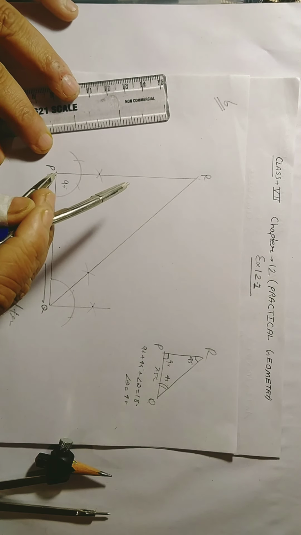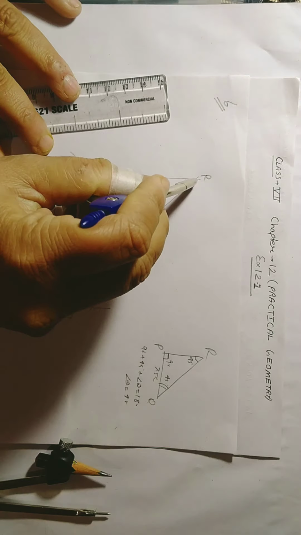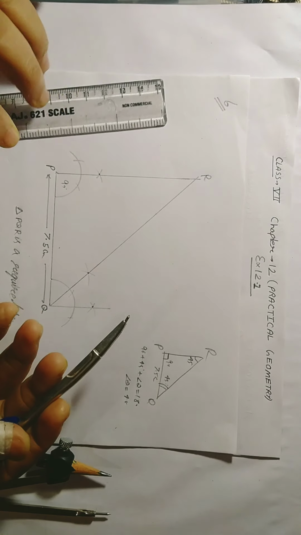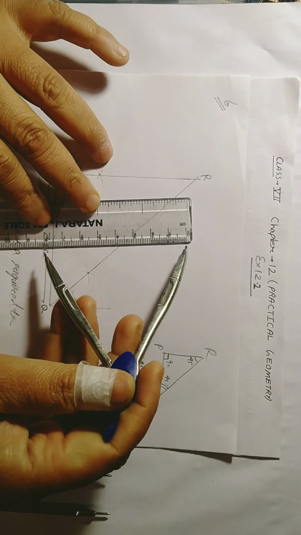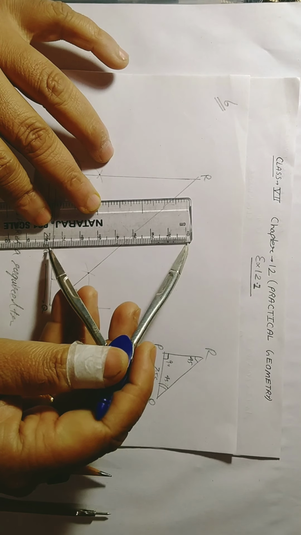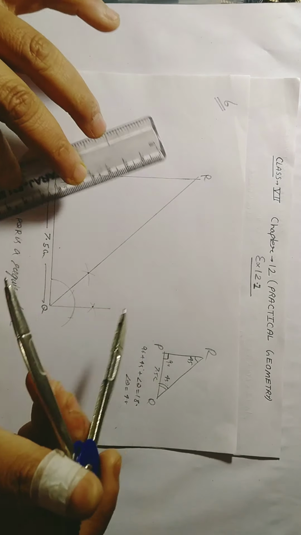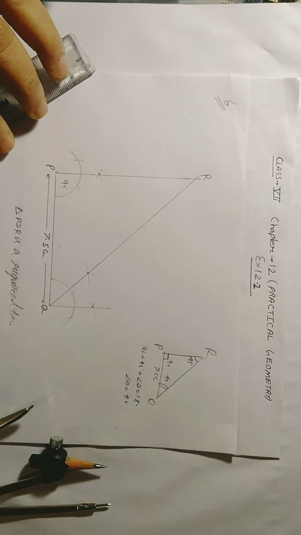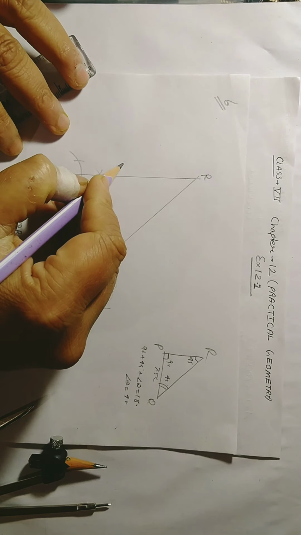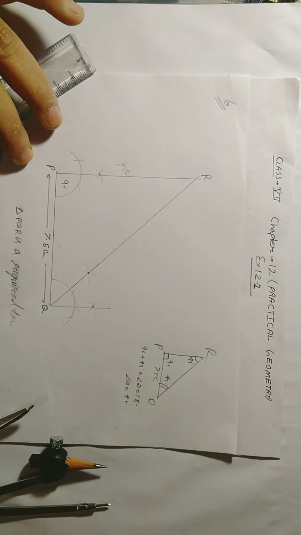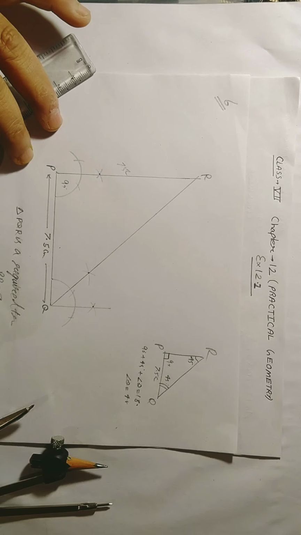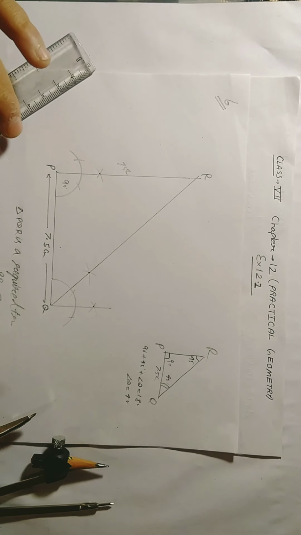Now we measure the length of PR. So put the divider at P and take distance equal to PR in the divider. And now we measure the length along the scale. So we observe that its length is exactly 7.5 centimeter. So PR is equal to 7.5 centimeter.